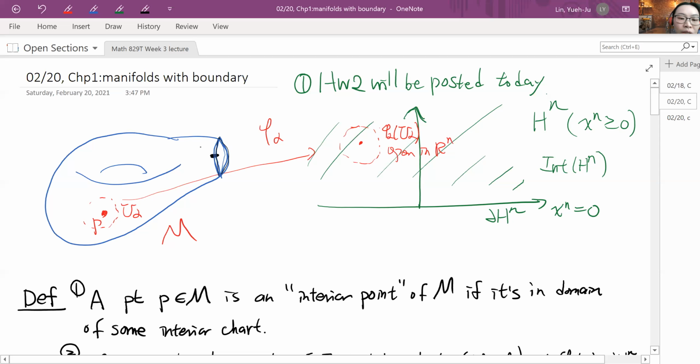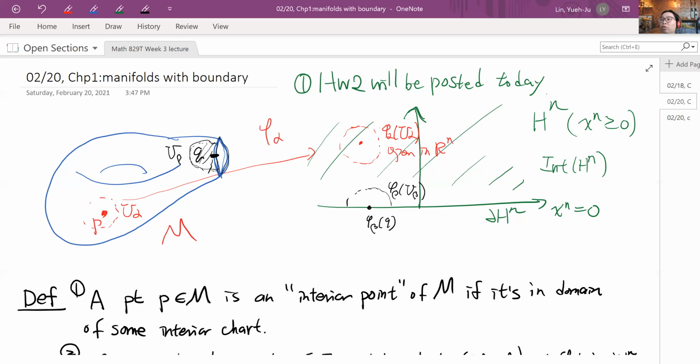Then if you pick a point, say q here, unfortunately you cannot have a whole open set around it. So your open set would look like something like this, and this whole thing will get mapped to an open set here. That's called phi beta of q, and this is your open set, if I call this U beta. This is what we call an open set in H^n, but possibly intersecting the boundary of H^n.